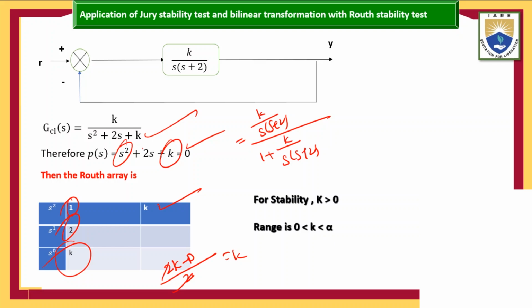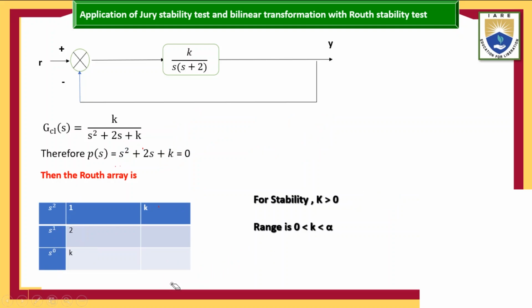For the stability condition, the K value will be greater than 0 and less than infinity. Here, in this problem, it is greater than 0. So the range of K will be 0 to infinity. Okay, 0 to infinity. This is the way we find the K value.